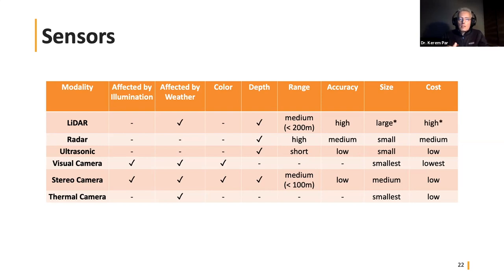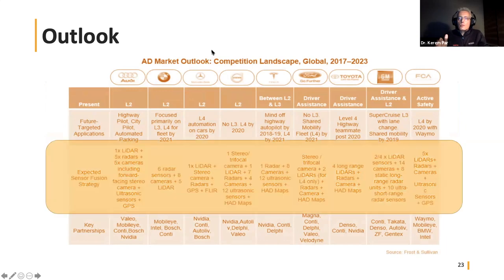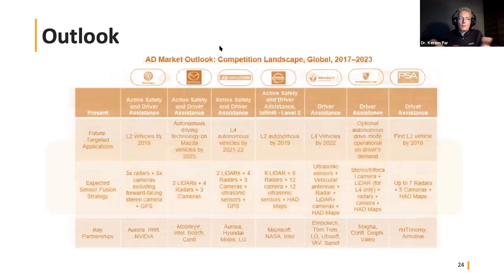We had already mentioned our sensor configuration on our bus. But when we look at the rest of the autonomous driving landscape, most of the other OEMs are either planning or using multiple sensing modalities in their configurations. We can see examples of either multiple sensing modalities or multiple sensors from the same modality. This is also a challenge: how to combine them.